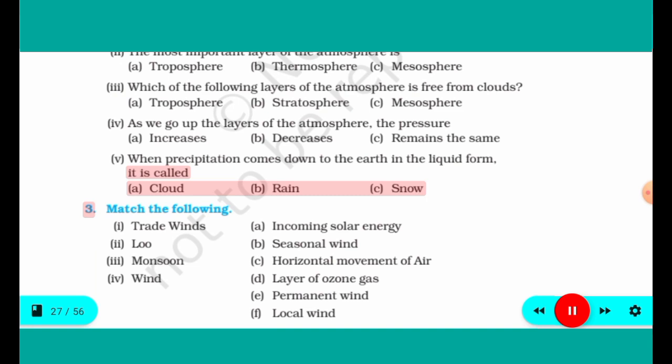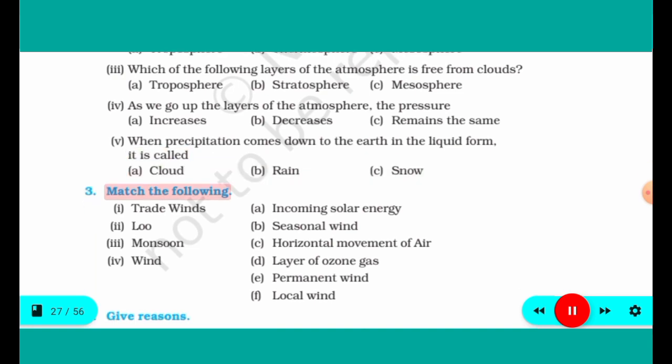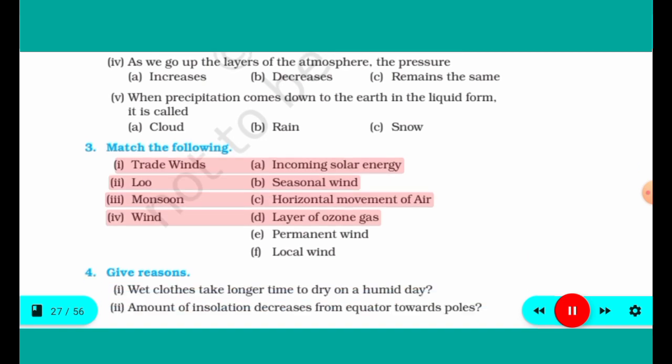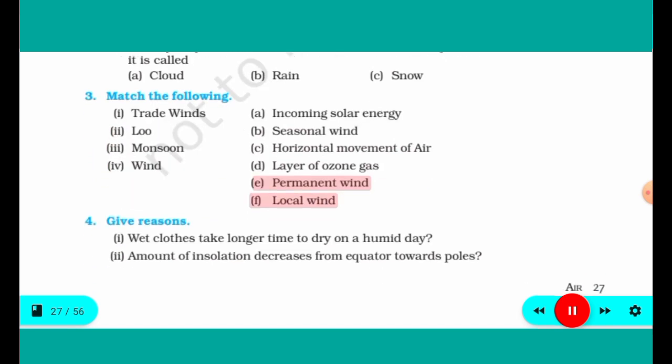3. Match the following. I. Trade winds. A. Incoming solar energy. II. Lu. B. Seasonal wind. III. Monsoon. C. Horizontal movement of air. IV. Wind. D. Layer of ozone gas. E. Permanent wind. F. Local wind.